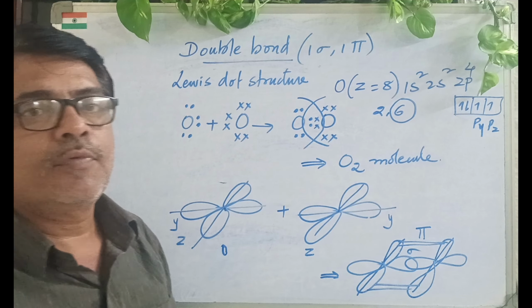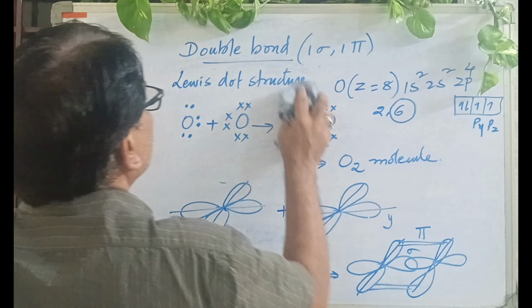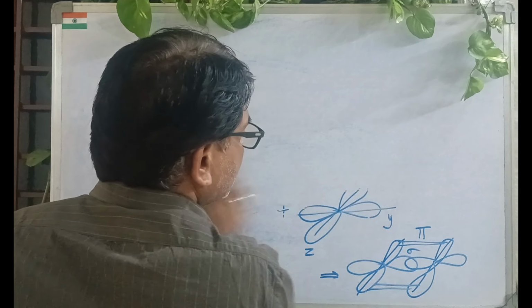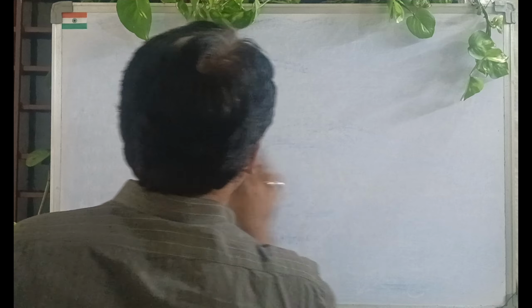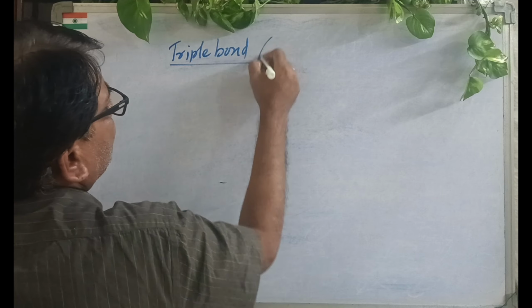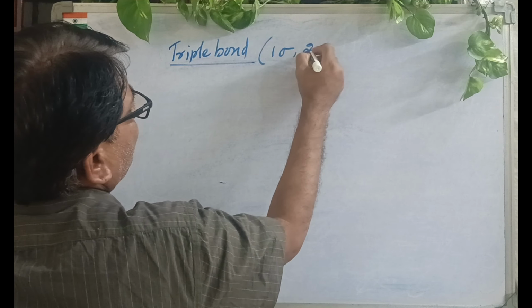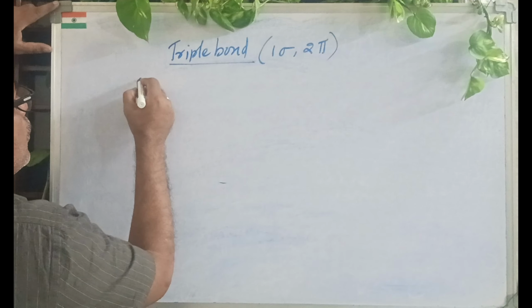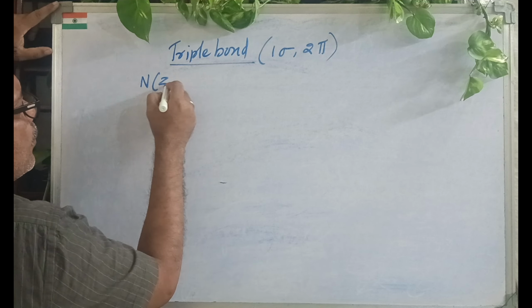So the best example for double bond is what? Oxygen. Now let us see triple bond. The best example for triple bond will be nitrogen, right? Triple bond. As such, the word is very clear, triple bond, but anyhow you get only one sigma and two pi. Yes, you will get one sigma and two pi bonds. So the best example for this is nitrogen, okay?